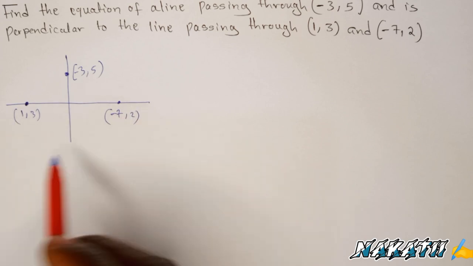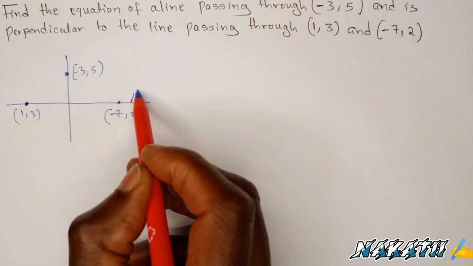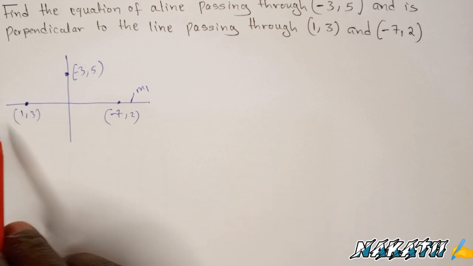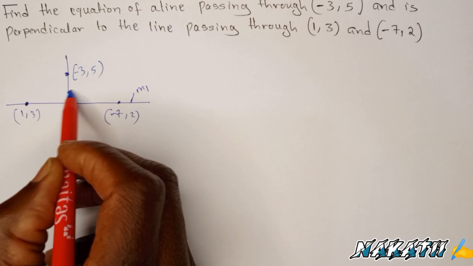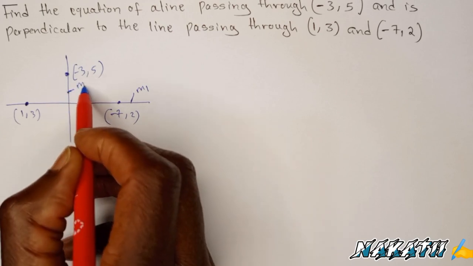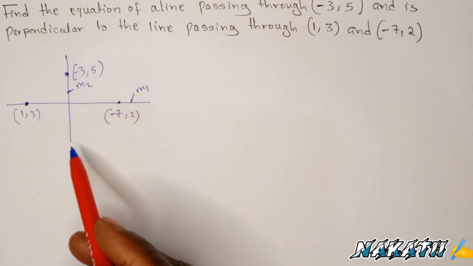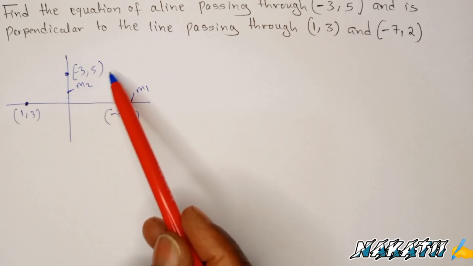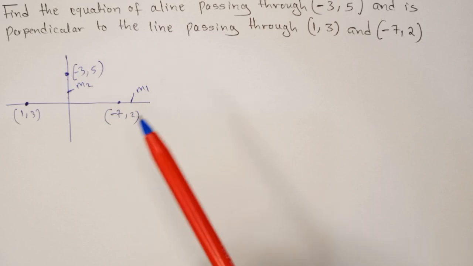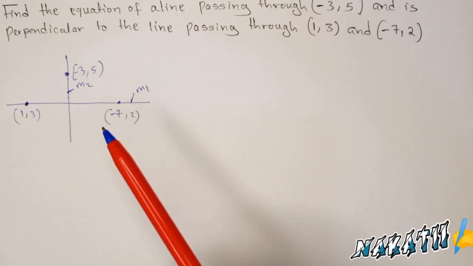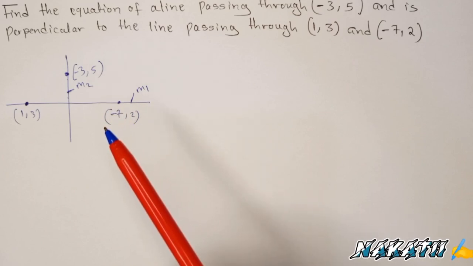So what we do, we find the gradient of this line because it's the easiest you can find, because you have 2 points. Then we use the concept of perpendicular lines to find M2, which is the gradient of this other one. Then if you have the gradient of this one, and a point that is passing through this line, you can easily get the equation of that line.